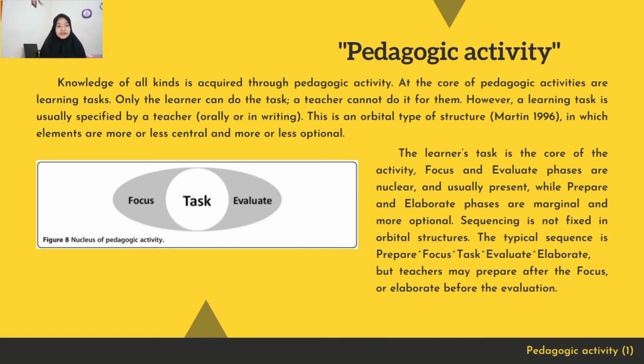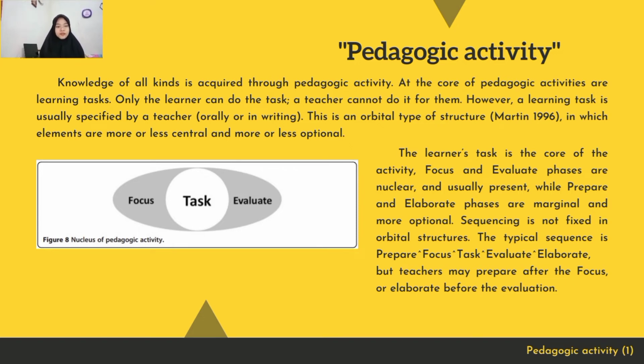Knowledge of all kinds is acquired through pedagogic activity. At the core of pedagogic activities are learning tasks. Only the learner can do the task. A teacher cannot do it for them. However, a learning task is usually specified by a teacher, orally or in writing. This is an orbital type of structure in which elements are more or less central and more or less optional. The learner's task is the core of the activity. Focus and evaluate pieces are nuclear and usually present, while prepare and elaborate pieces are marginal and more optional.